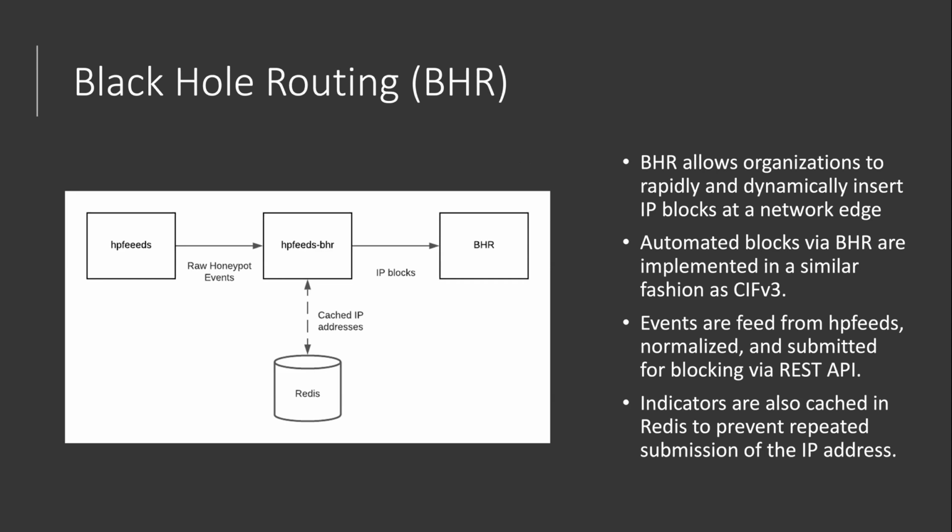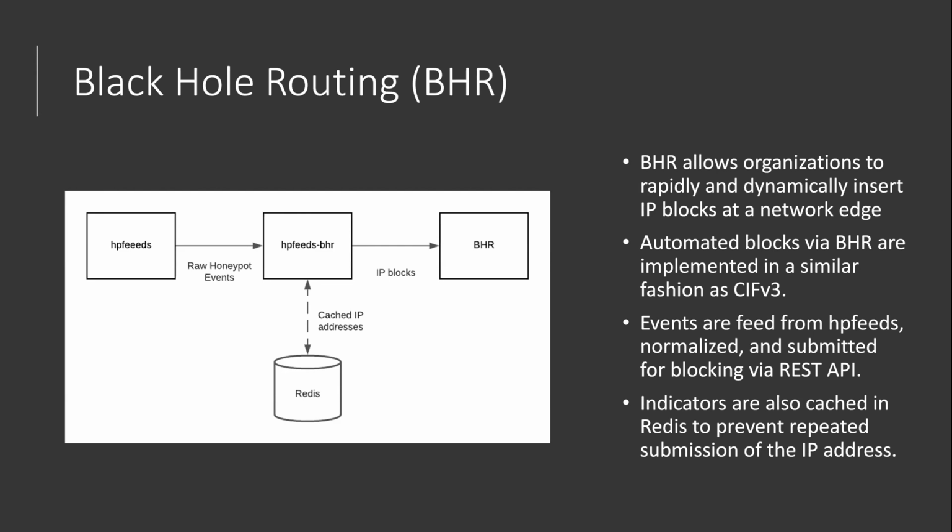Next slide. So similar to submitting indicators to a central repository, we also wanted a way for organizations to be able to block these indicators in real time. For this, the Stinger project relies on the BHR project out of NCSA to implement black hole routing. So much like the earlier process, events are read from HP Feeds, normalized, the indicators are extracted and then checked against a Redis database before submission. These indicators are then submitted to BHR via API call.